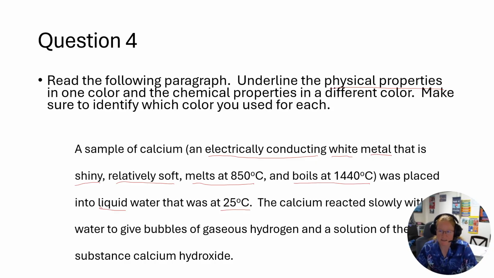Now it goes on to say that the calcium reacted slowly with the water to give bubbles of gaseous hydrogen and a solution of calcium hydroxide. All right, so we're going to do chemical in blue. All right, so the key word here is the calcium reacted, right? So something's happening. And we got bubbles of gaseous hydrogen. We didn't start off with hydrogen, so those bubbles of gaseous hydrogen, that has to do with a chemical property, right? And a solution of calcium hydroxide. All right, so a reaction had to occur for that to happen. So that's chemical.